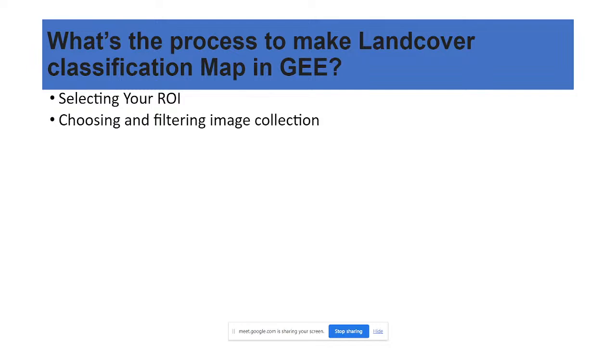And there are a lot of ways for filtering. In the previous class, we discussed a lot of ways for filtering. Just choose and filter the image collection. Second step done. After that, it is a supervised machine learning method.